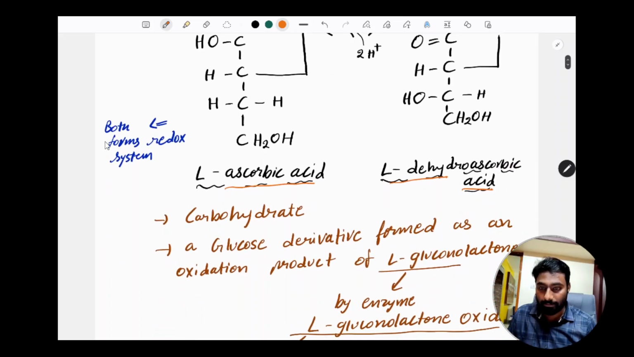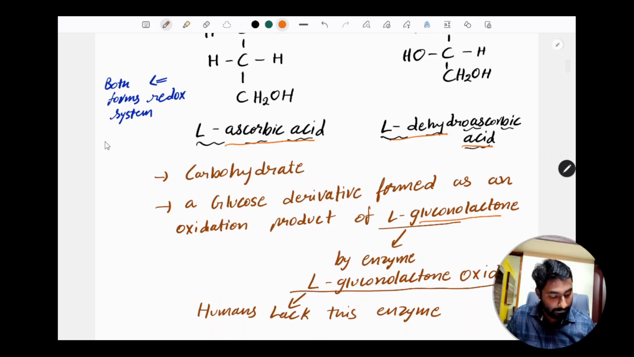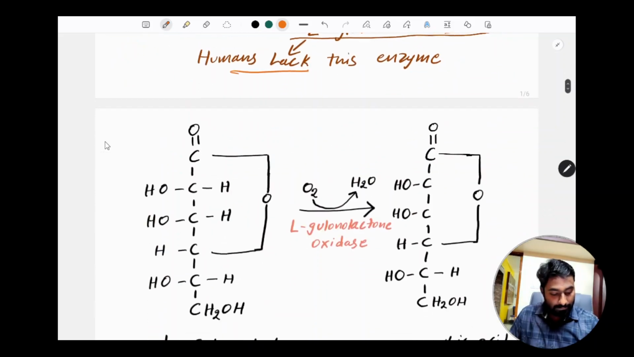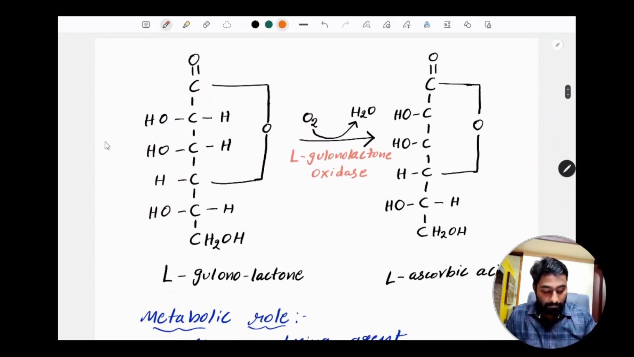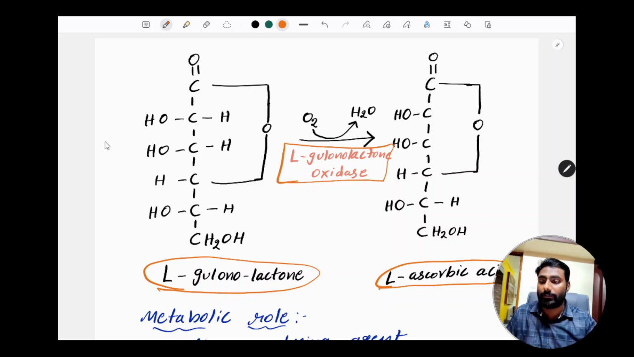It's a carbohydrate. It is a glucose derivative formed as an oxidation product of L-gluconolactone with the help of the enzyme L-gluconolactone oxidase. Humans lack this enzyme. This is the reaction: L-gluconolactone is converted into L-ascorbic acid in the presence of the enzyme L-gluconolactone oxidase.